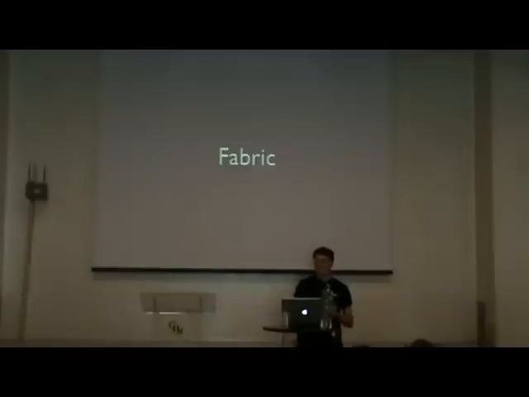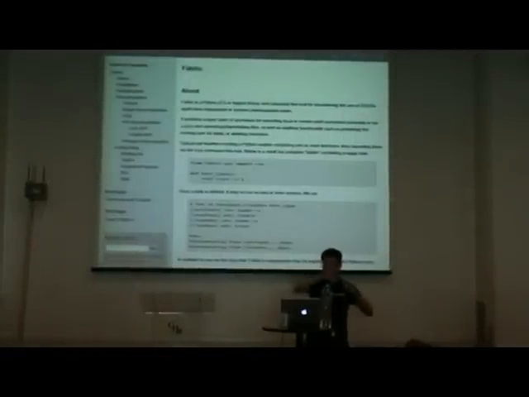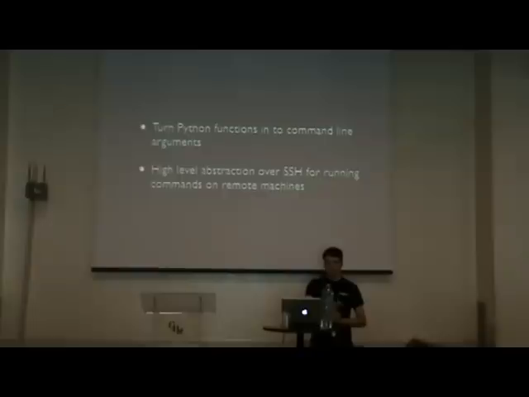There are a whole bunch of mechanisms for doing this, but of all of them, Fabric is the one I found which most closely matches my developer urge to get up and running really quickly and not have to think too hard about everything. Fabric is essentially just two abilities. It's a library that can turn Python functions into command line arguments, and it's a fantastic high-level abstraction over SSH. Under the hood, it's running Paramiko, but it's a high-level abstraction for running commands on remote machines.